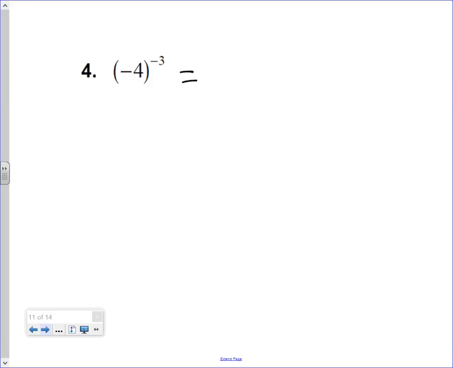So check this out. The negative exponent rule says reciprocal, and then change the exponent to positive. Not the base. The base is negative. The base stays negative. Only the exponent changes to positive. Let's take it all the way now. Negative 4 to the 3rd power. Negative 4 times negative 4 times negative 4.